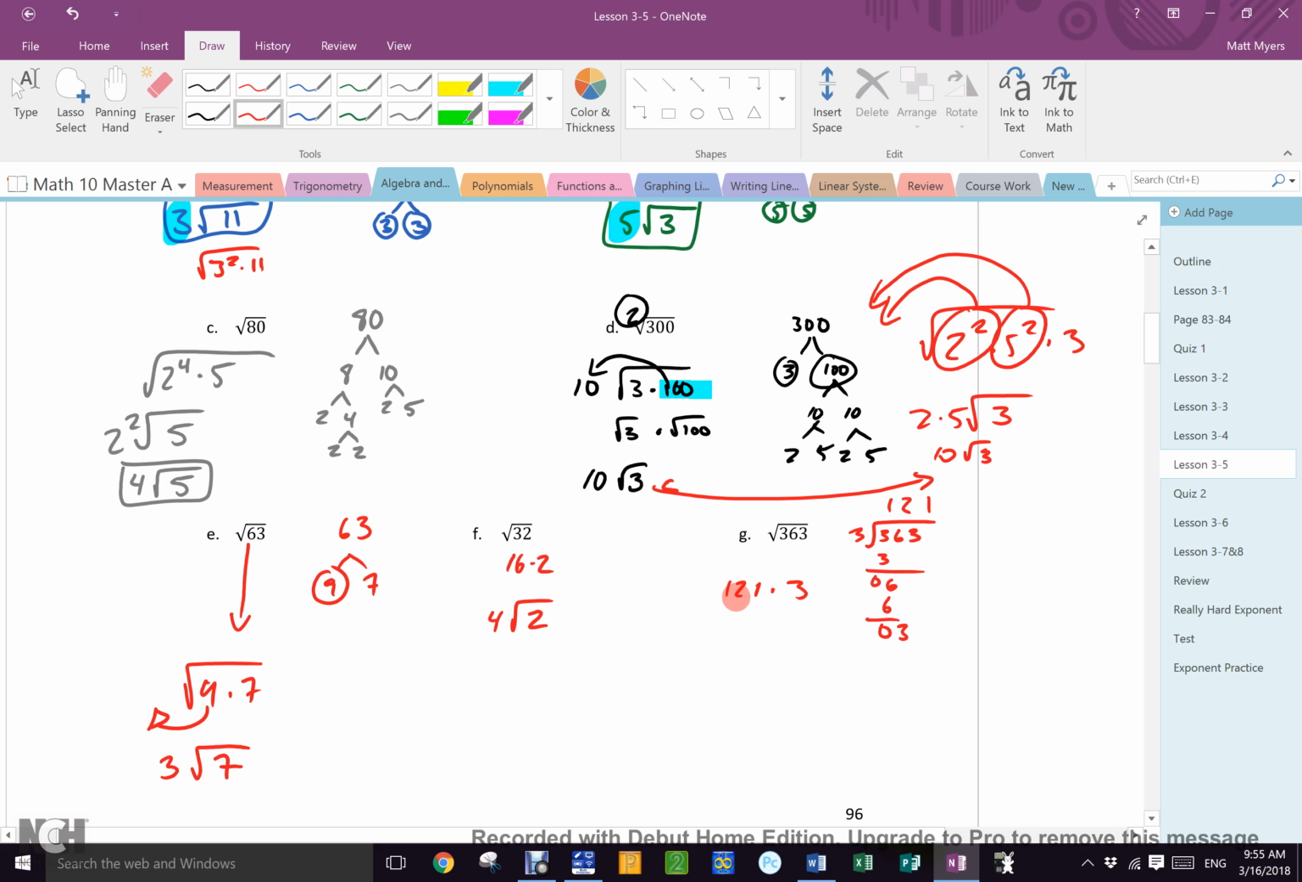Anyways, 121 square root's 11. So what comes out? 11. What stays? 3. Is everybody good?